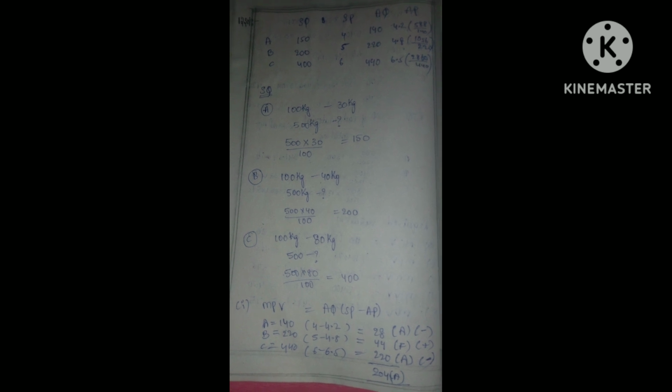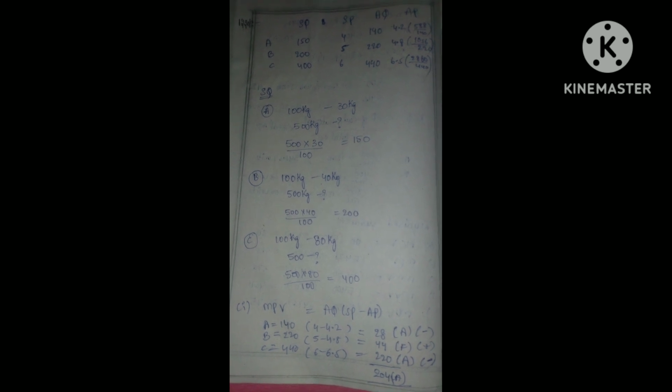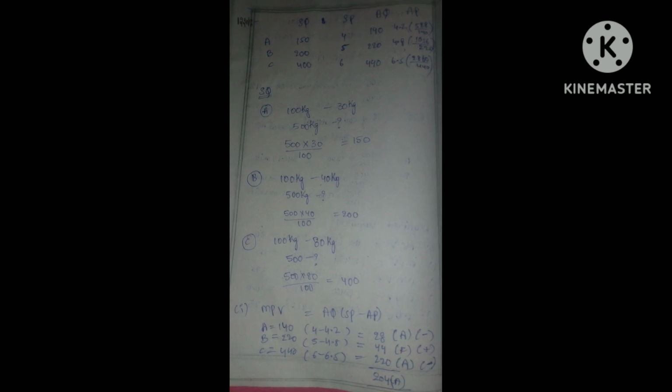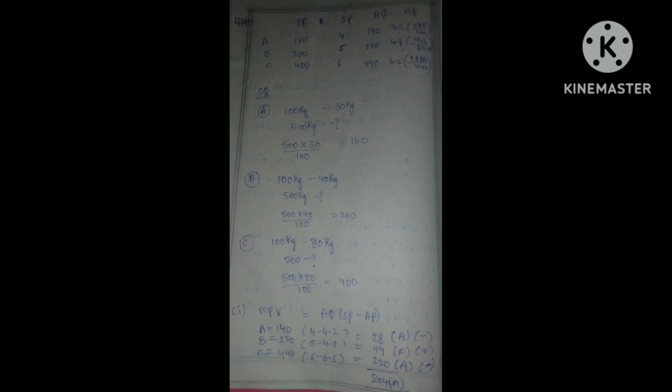We have found the actual price, and the next step is to calculate standard quantity. We will calculate first for chemical A. In the question he has given that for 100 kgs of chemical X, 30 kgs of chemical A is used. So we have to find out for 500 kgs. So 500 into 30 divided by 100, we will get 150. So 150 kgs is used for 500 kgs.